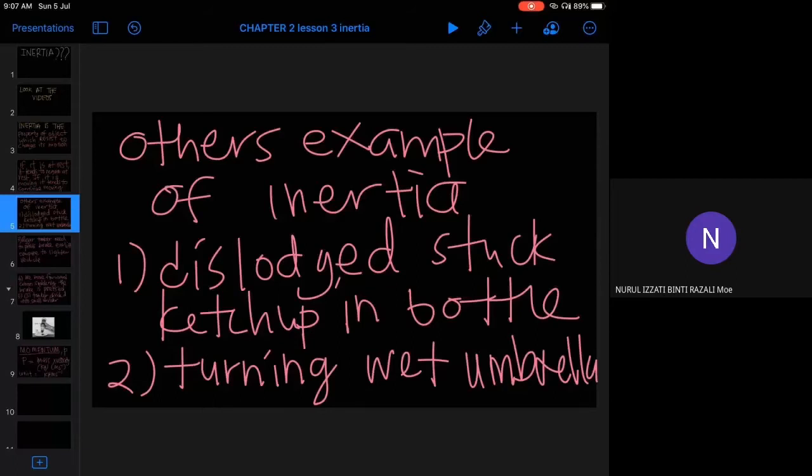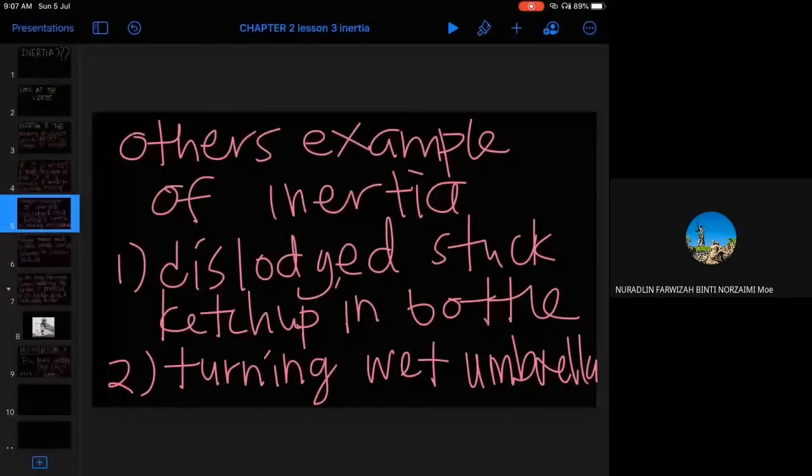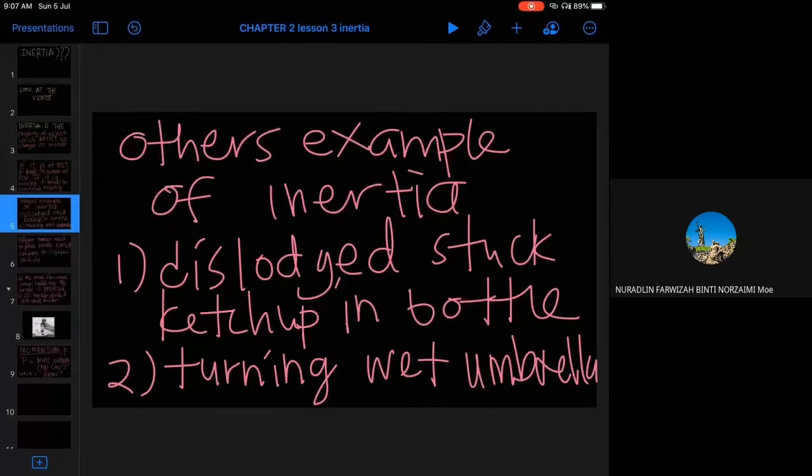Dia akan terpelanting because you pusingkan tu, lepas tu you berhenti sekejap kan? So, air pada payung tadi tu dia rotate. So dia nak maintain rotation tu, gerakan tu. Then suddenly you stop. So, air tadi tu dia ada inertia. So it tries to remain its motion that is rotate tadi tu. So that dia tertipu dan dia terpelanting keluar. Faham tak? That is inertia.